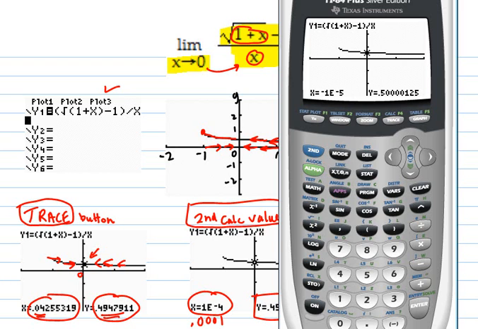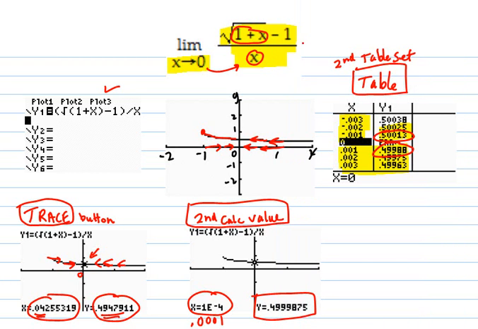So we have, and it's equal coming from the left and from the right, so we're going to put 0.5 as the answer.